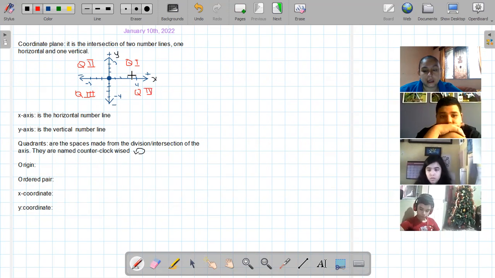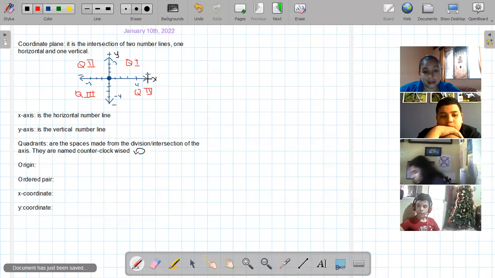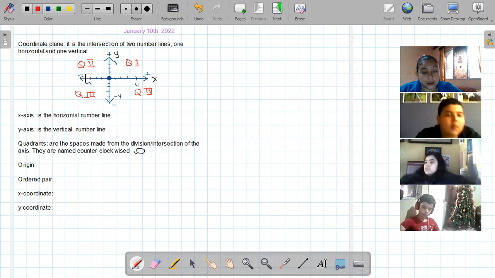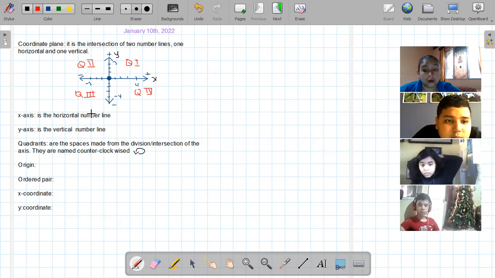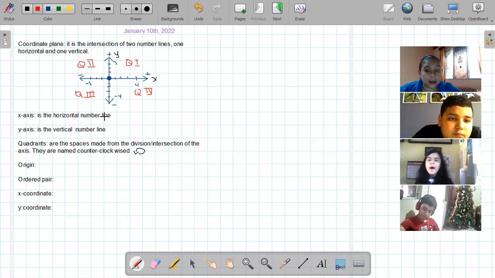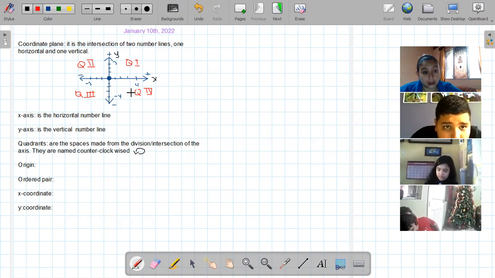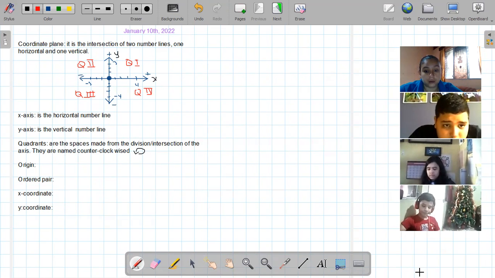Okay, so as you can see, quadrant 1 is all positive. It has the x-axis positive and the y-axis positive. Quadrant 2 is negative, positive. You got the negatives on the x and the y's are positive. Quadrant 3 is all negative. You got the x negative and the y negative. And quadrant 4 is positive, negative, because you got the positive x and the negative y.